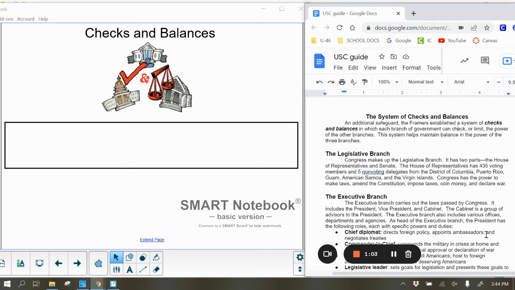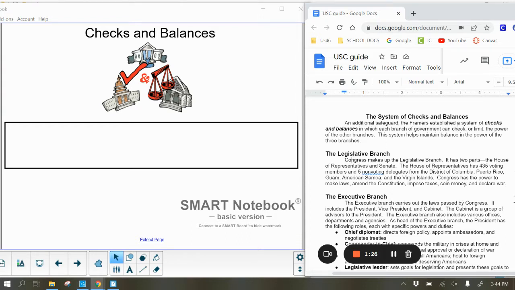Hello students, today we are going to complete our checks and balances flowchart that you have on paper. We are going to be using page 8 of the yellow Constitution Guide under the heading, The System of Checks and Balances. So we are going to read the first paragraph here to begin filling out our flowchart.